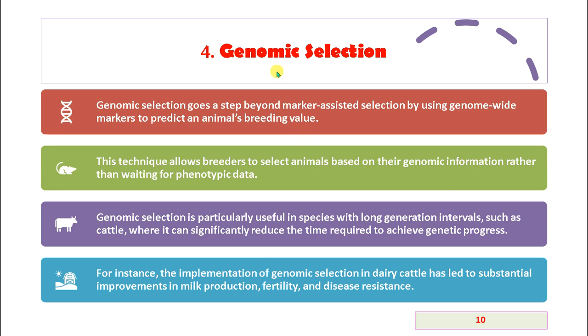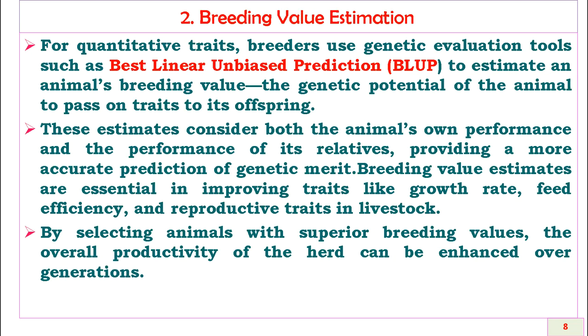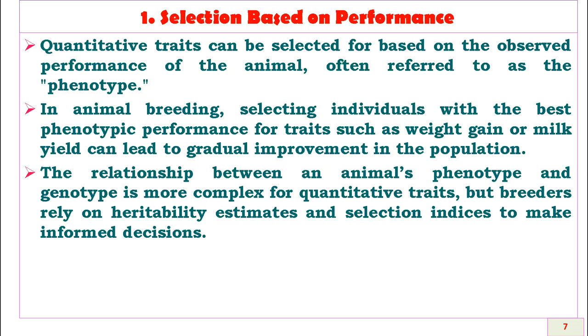Then the fourth one in this particular list is genomic selection. So what is this? Genomic selection goes a step beyond marker assisted selection. It is an advanced technology. Here, genome wide markers are used to predict the animal's breeding value.